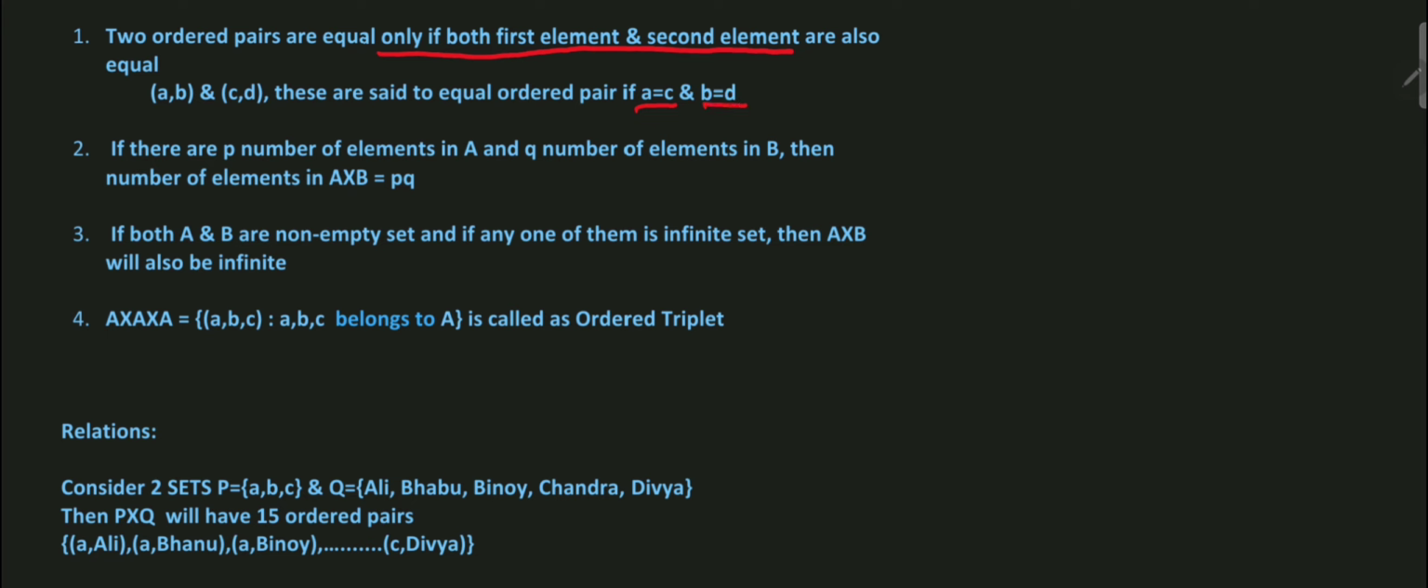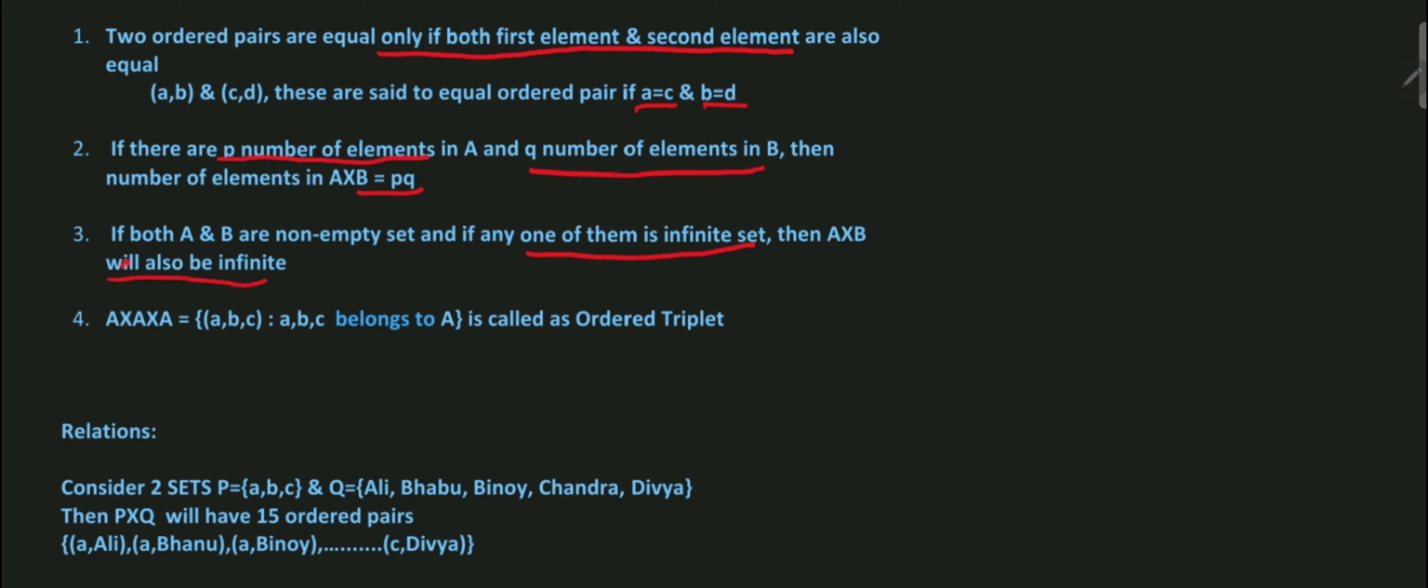Similarly, if set A has P number of elements and set B has Q number of elements, then the product A into B will result in P into Q number of elements. If both A and B are non-empty sets and any one of them is an infinite set, then A into B will also be infinite.